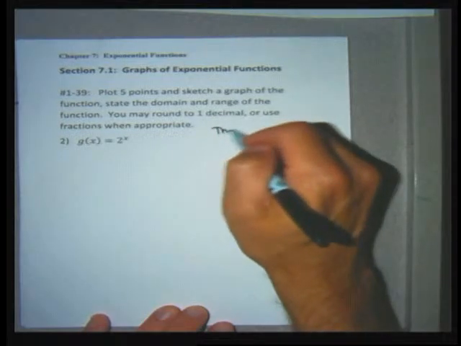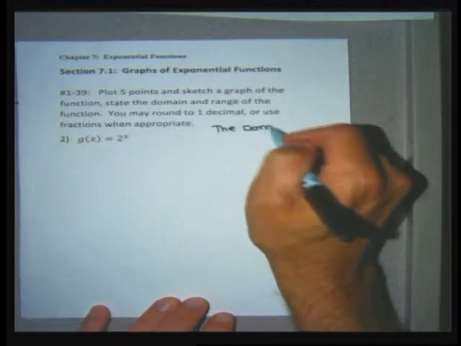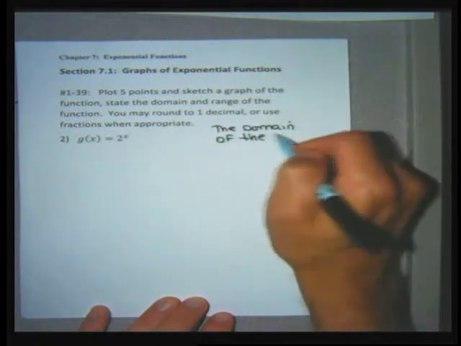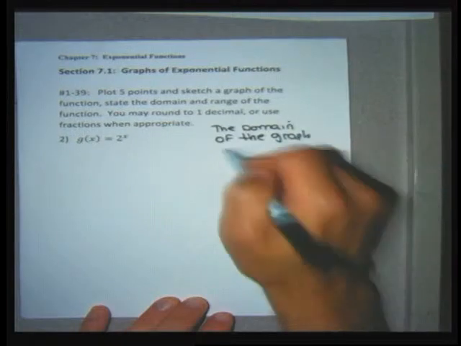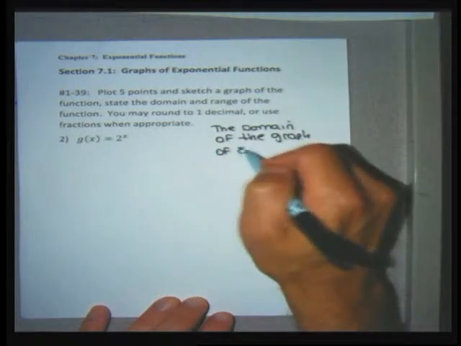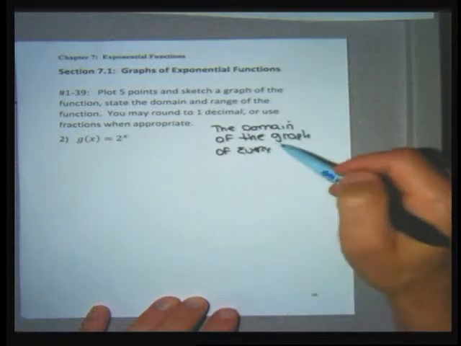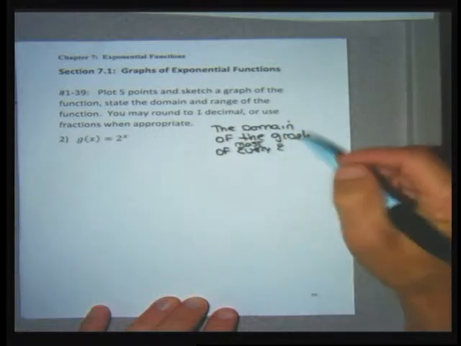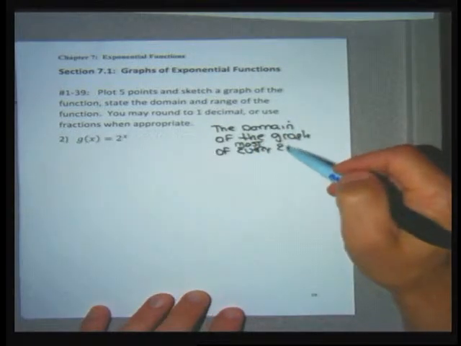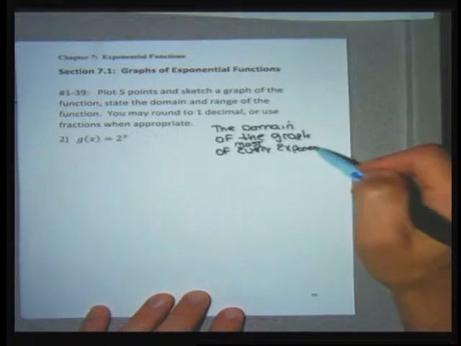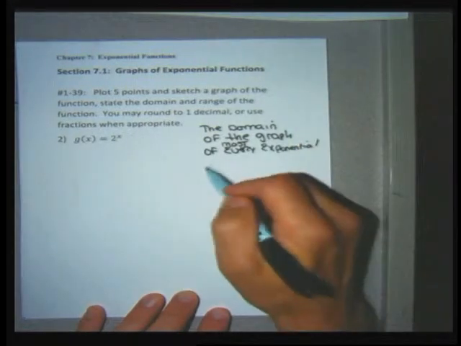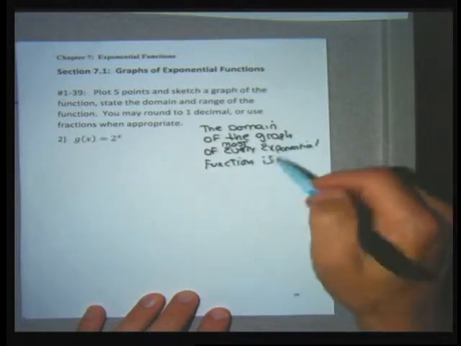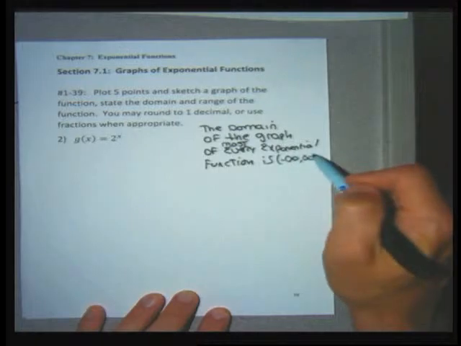The domain of the graph of every exponential function. I can't think of one that, I better say most every, just in case there's one that I'm not thinking of. Every one that we're going to do, of most every exponential function, is negative to positive infinity.